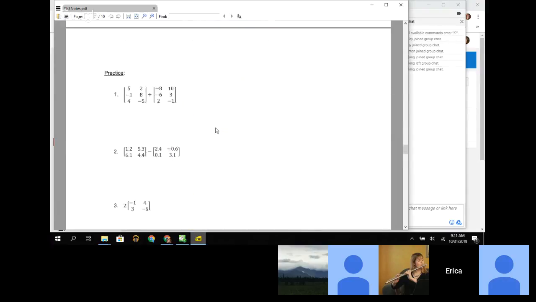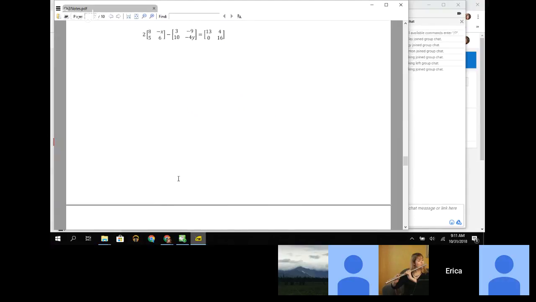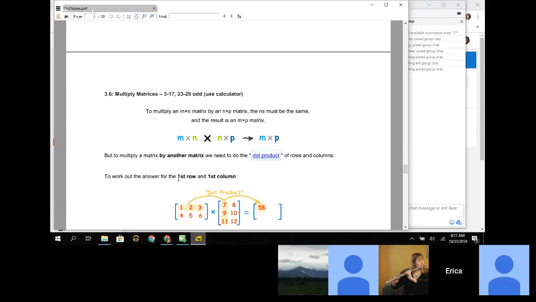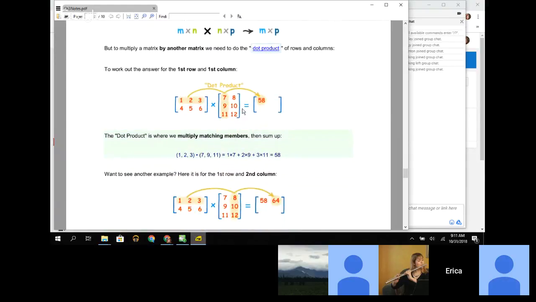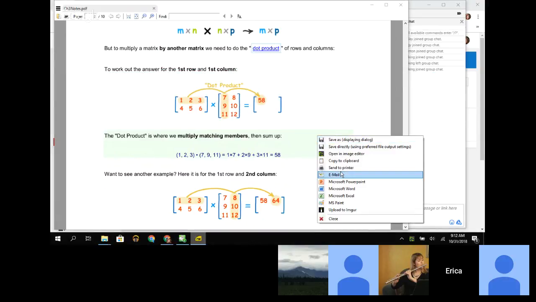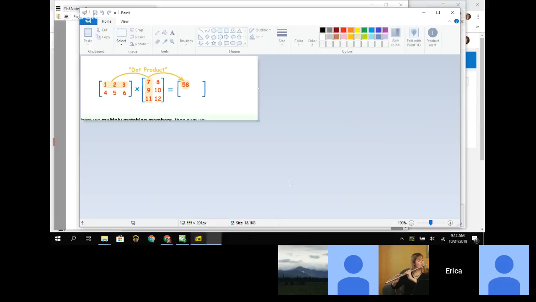So then everybody felt good with that. We did some examples. We even solved a matrix equation. And then at the end of class, we talked about what happens when you multiply two matrices together. Okay, so I did an example of this, but basically, the first thing you have to do when you multiply two matrices together is figure out, can you multiply? And if you can multiply, what the result's going to be.